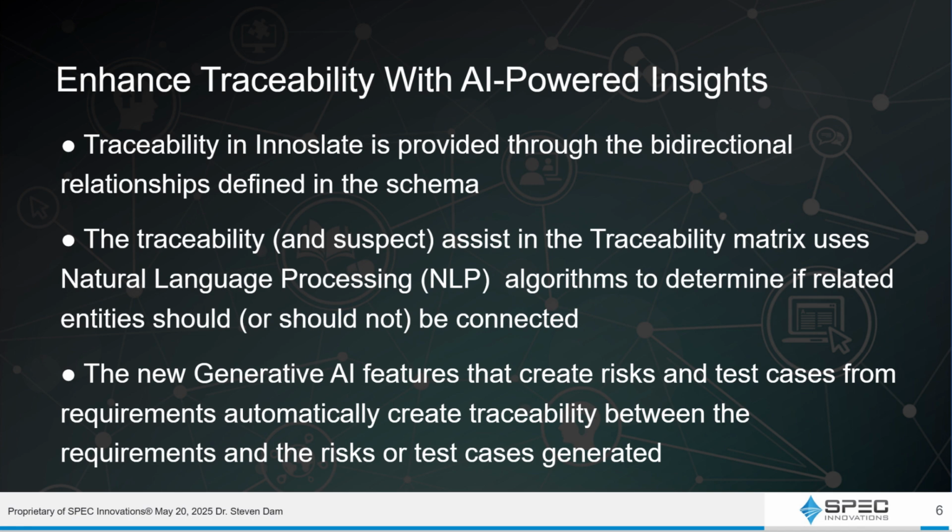Traceability, again, we have something we've had for quite some time, actually, where we use natural language processing algorithms to do the traceability assistance. Traceability is something we, of course, provide automatically bidirectionally. It's part of the lifecycle modeling language, which gives us our underlying schema that we use for our database. Those are important. So the traceability assist uses those to look at the information associated that you're trying to connect things with and help you determine whether or not they should be connected or should not be connected.